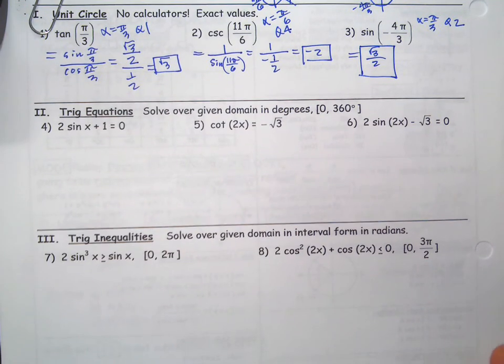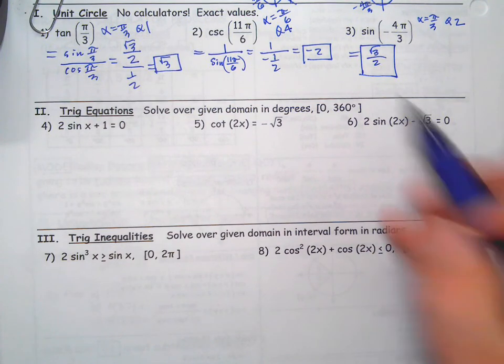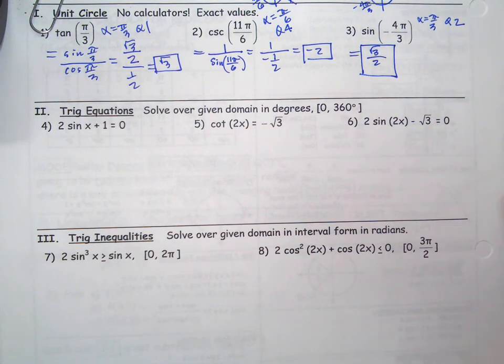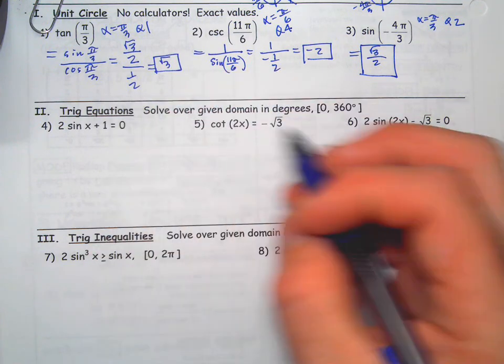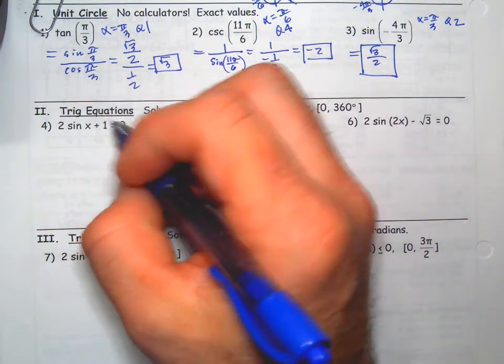Work in radians. Don't change to degrees. Now these are going to be in degrees. Okay, the next ones will be in radians. You should be able to switch back and forth. You shouldn't have to go from one to the other, like translating.